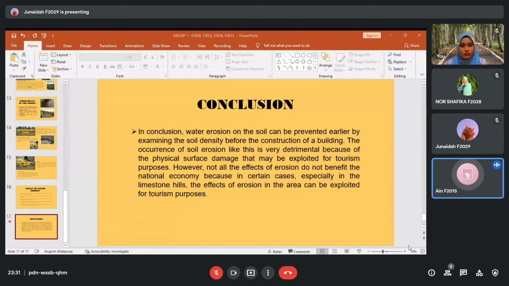However, not all the effects of erosion are harmful to the national economy, because in certain cases, especially in the limestone hill, the effect of erosion in the area can be exploited for tourist purposes.